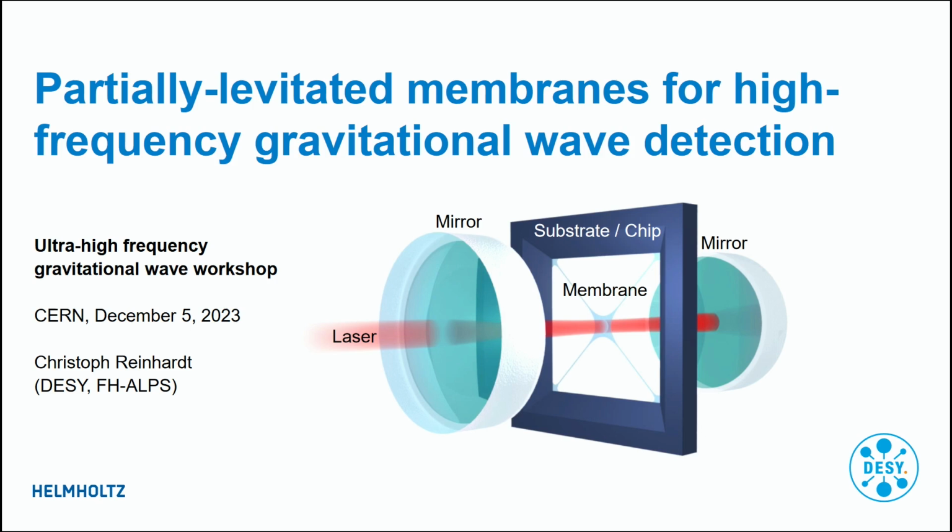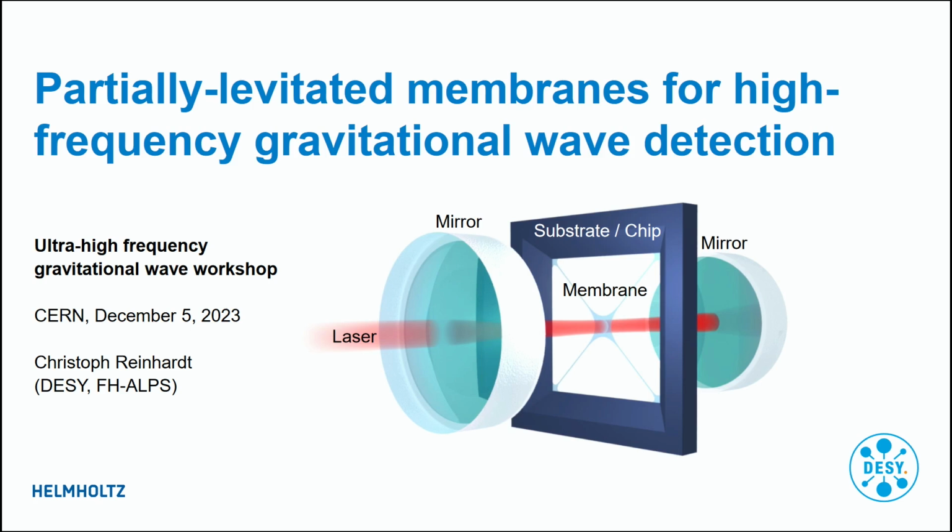And yes, so in the following, I'll tell you about this idea to use basically an oscillating membrane for high-frequency gravitational wave detection. And here the membrane is installed inside an optical cavity, where it interacts basically with the radiation pressure force inside the cavity. And its oscillation is partially controlled by this force.